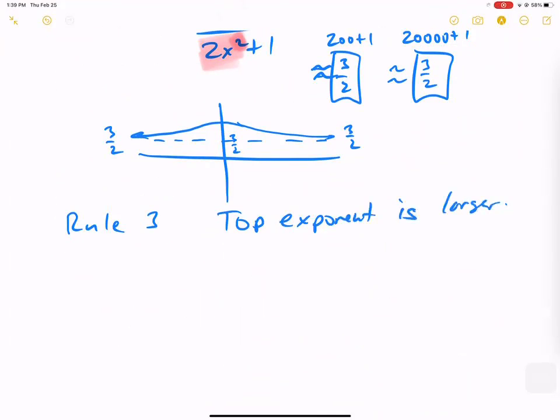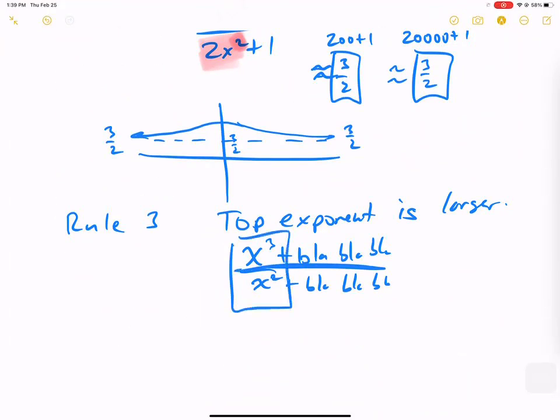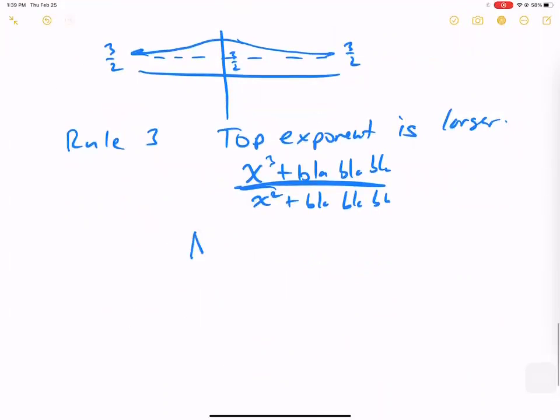What I mean is, what if it's x cubed over x squared plus blah, blah, blah? When we're graphing these graphs, we don't care about everything else. We just care about the biggest bullies in the front. What happens when the top is bigger? We have no horizontal asymptotes.